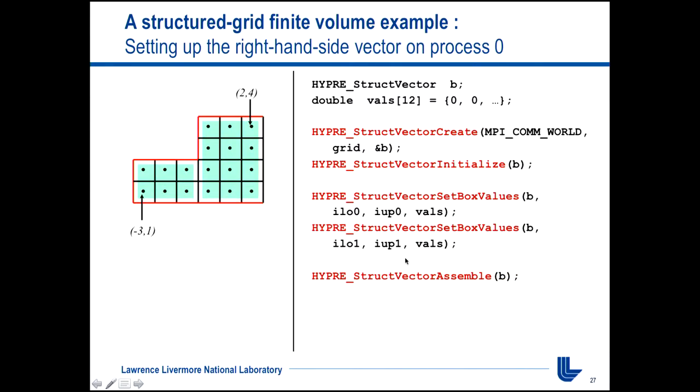Vectors are similar. I've got a create, an initialize. I set values for the vector for the right-hand side with set box values calls. I don't have stencils to worry about anymore, of course, and then assemble. And that's it. So grid, stencil, a matrix, a vector, and I have a linear system now that I can then solve. Okay?